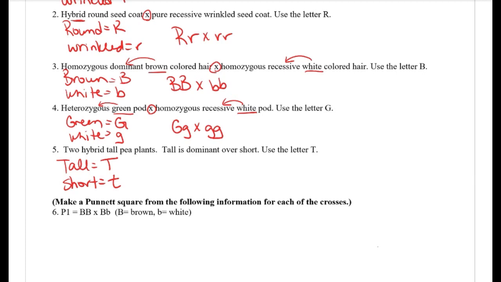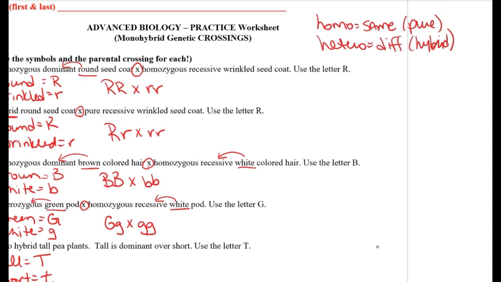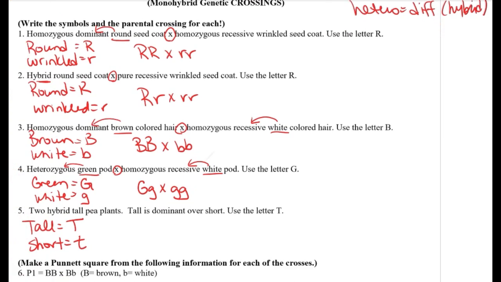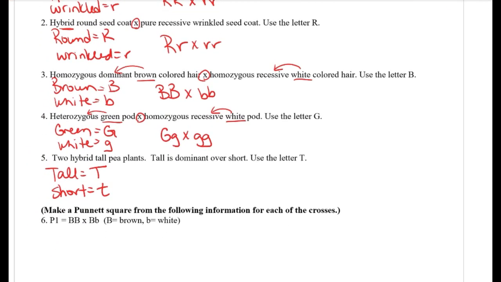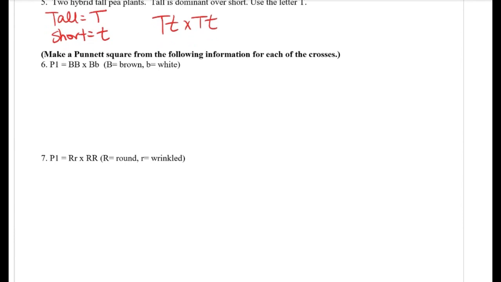Hybrid. What that means, need to go back and refer to this. Hybrid means heterozygous, so different alleles. So 2 hybrid pea plants, that means both parents are heterozygous or hybrid. So if you need to pause and look over that, go ahead and do that. If you haven't paused, let's go ahead and move on to the Punnett squares. I've already done the symbols, I've done the parents, now we need to make a Punnett square.